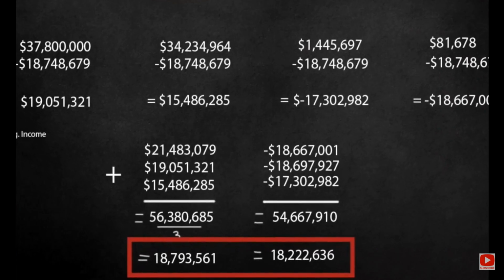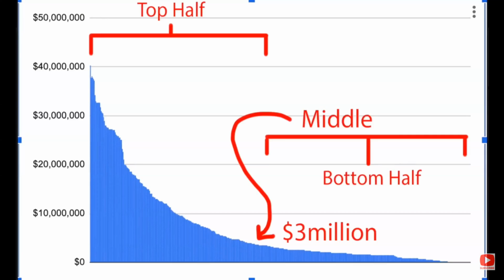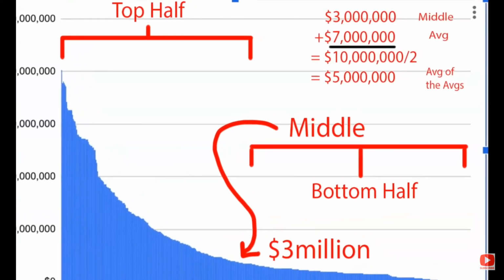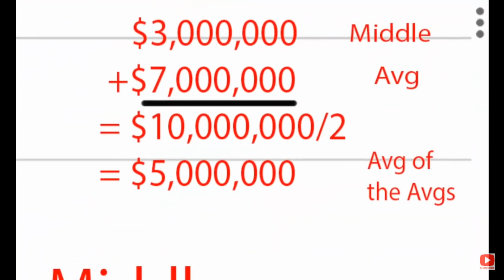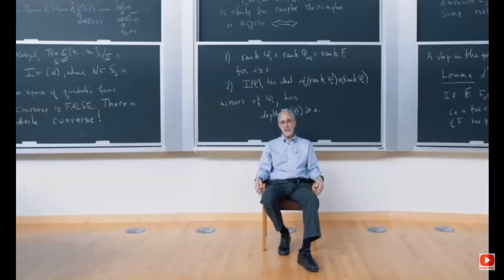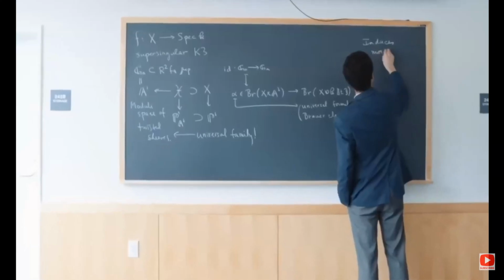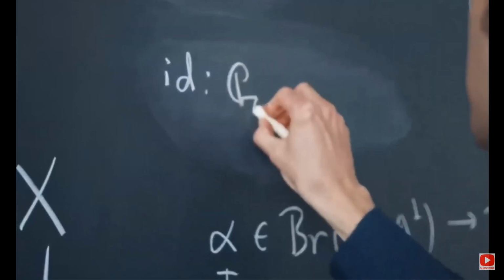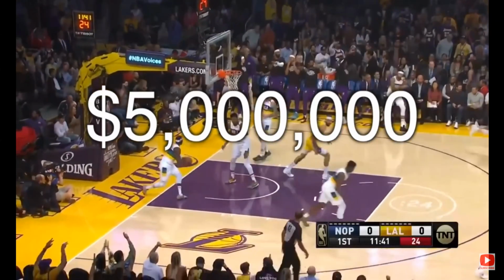So you can see how coming up with a true average is difficult. So what we're going to do is take the exact middle or median salary of all the NBA players, which is about $3 million, combine it with the average salary of $7 million, and then divide it by 2 to give us the true average of the averages of a player's salary. Look, why we're going to do this, I don't really know, and I'm not a statistician, obviously, but for whatever reason, with the lingering mathematical neurons I have remaining, this seems to make some sort of intuitive sense to me. So we'll say the average NBA player makes around $5 million a year.